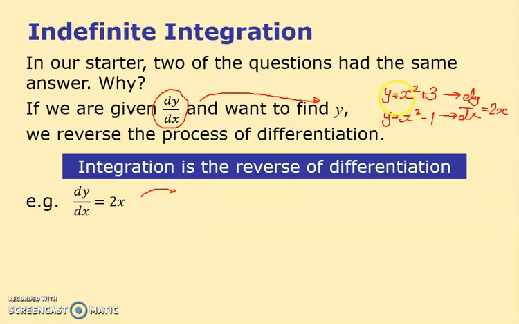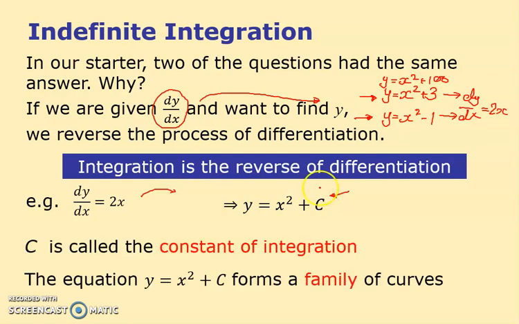And the answer is, well, it could have been y equals x squared plus 3. It could have been y equals x squared minus 1. It could have been y equals x squared plus 100. It could be any of these. And we've got this fact that we've got this number at the end, which could have been any number in the world. And so notice what we write. We write y equals x squared plus c. And c is called the constant of integration.